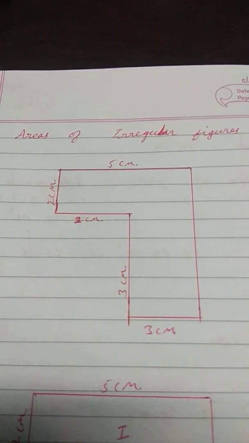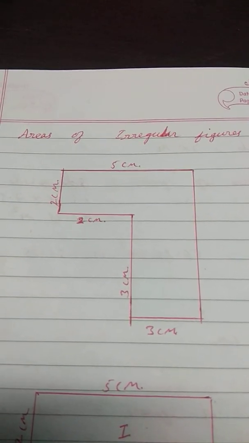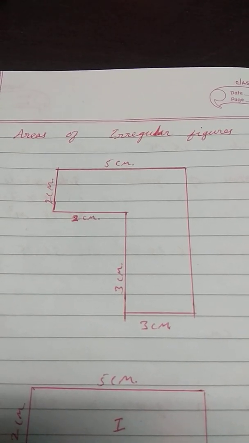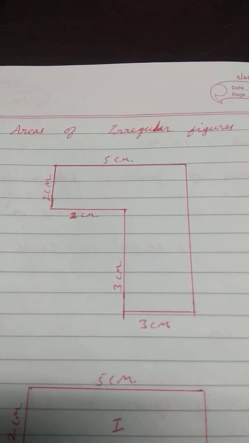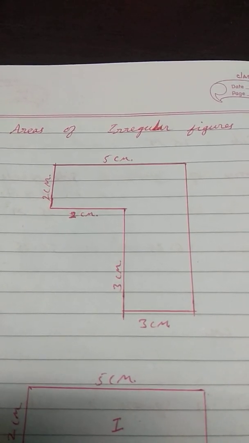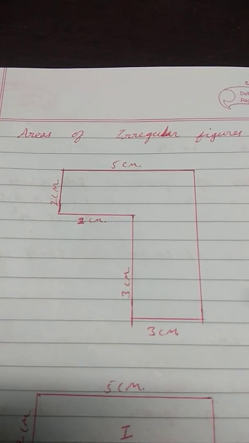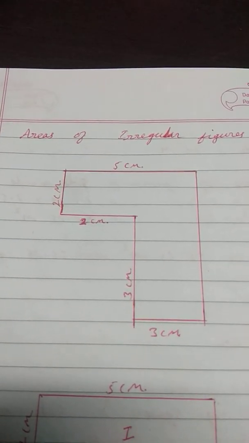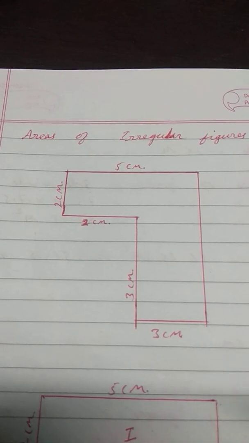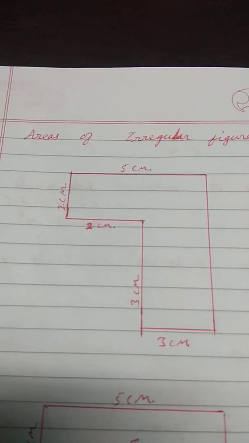Hello everyone. Today we'll learn to calculate the area of irregular figures. Irregular figures are the figures in which the number of sides are not fixed. So we cannot apply a direct formula to calculate the area of such kind of figures. So we will divide the figure into 2, 3 or 4 parts so that we can get some regular figures like triangles or rectangles or squares.